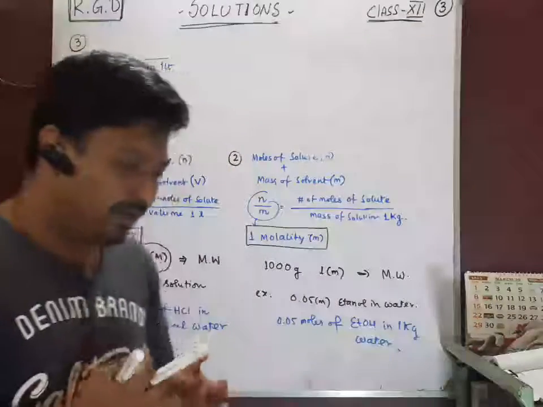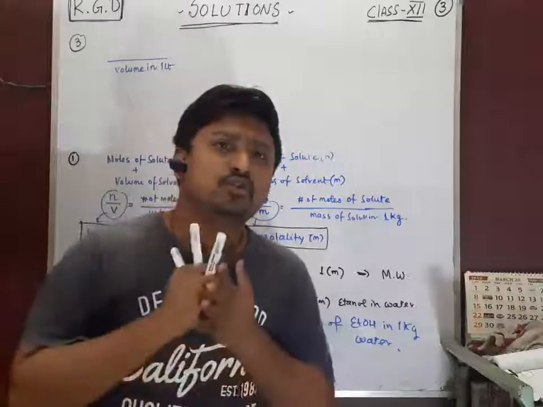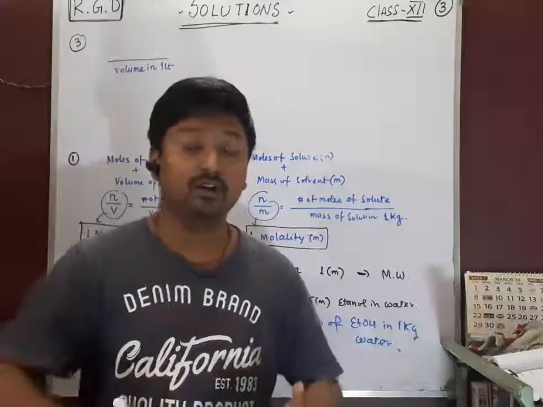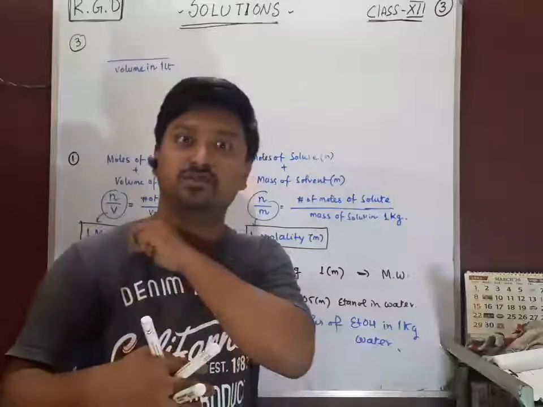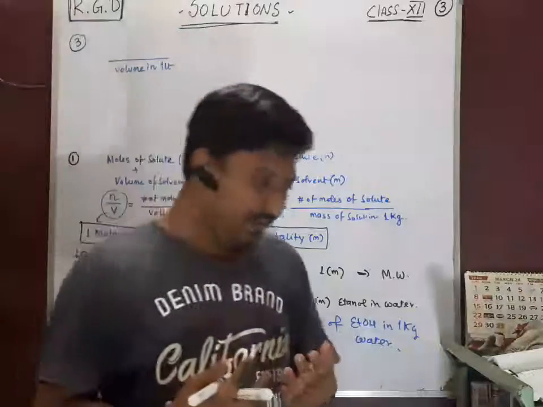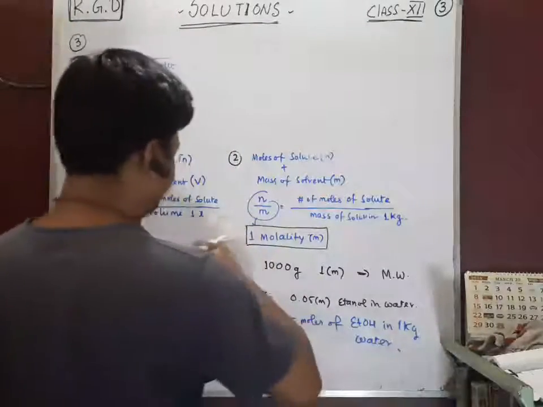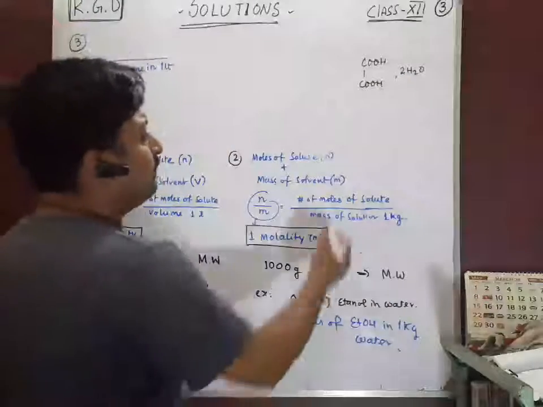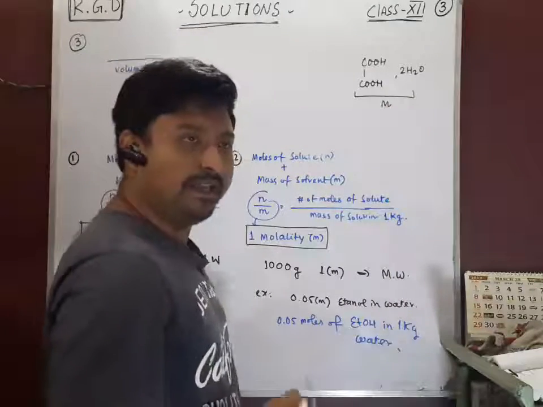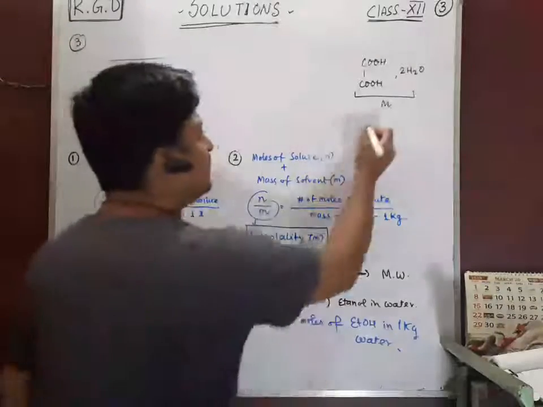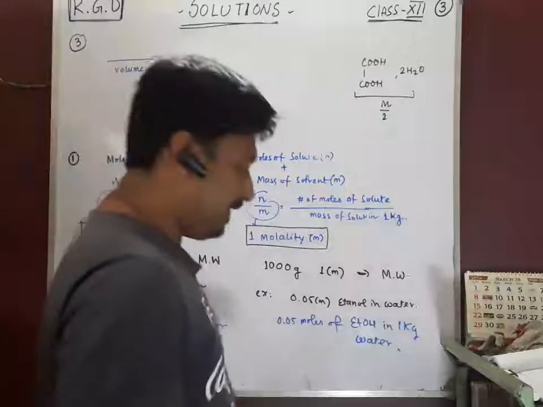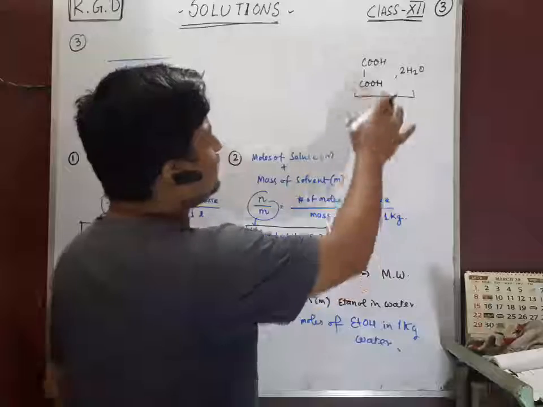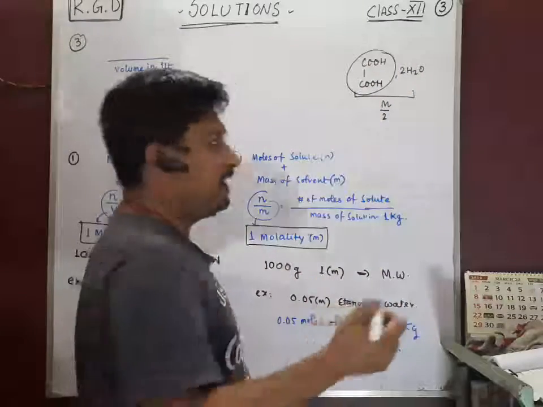Now, when we say that the number of moles is equivalent to the molecular weight, true. But in some cases, the true molecular weight is not used while they are mixed in the solution. Like in a few cases, if I give you oxalic acid, COOH with 2 water, this is the crystalline form of oxalic acid. If the molecular weight is M, then effectively in solution the concentration is M/2. Why 2? Because it has 2 ionizable hydrogen atoms.